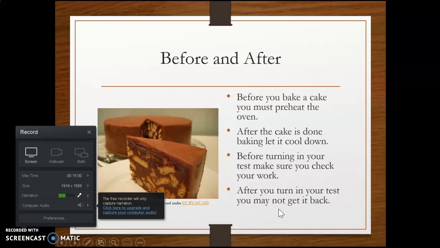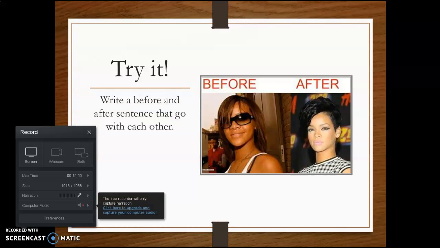Okay, now here's your activity. Write a set of before and after statements about one thing. So maybe before you wash your hands, put soap on your hands. After you're done washing, dry your hands. Something like that. Something with before and after in both sentences, and it's about one topic. There we go. Write a before and after sentence that go together.